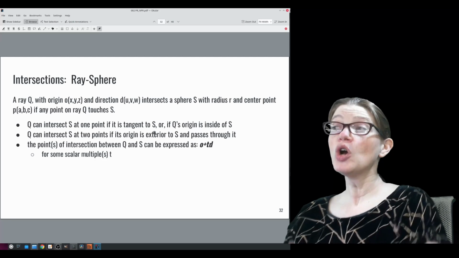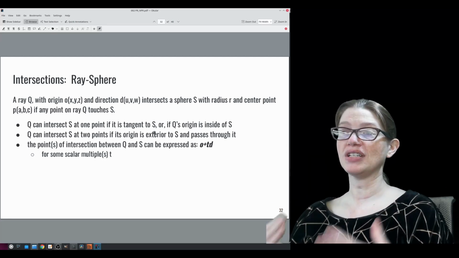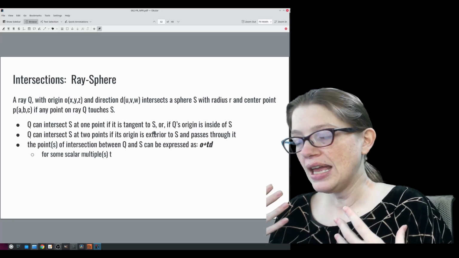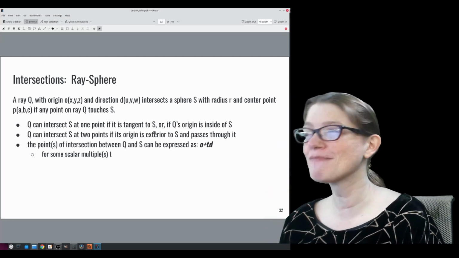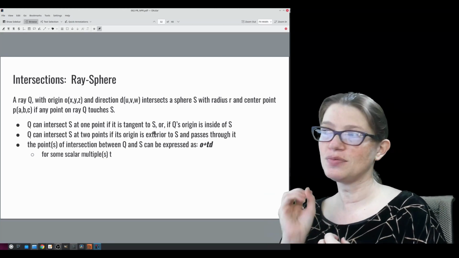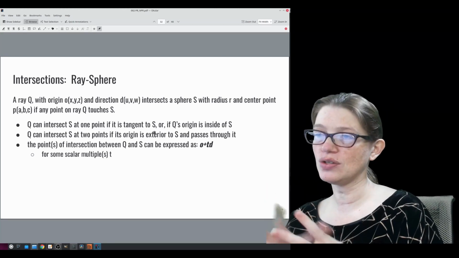All right. We do need to go back and talk about intersections, because we're going to be doing a lot of this. Now, this is obviously something that is hidden inside of tools like Houdini. They have a library, they just do this.